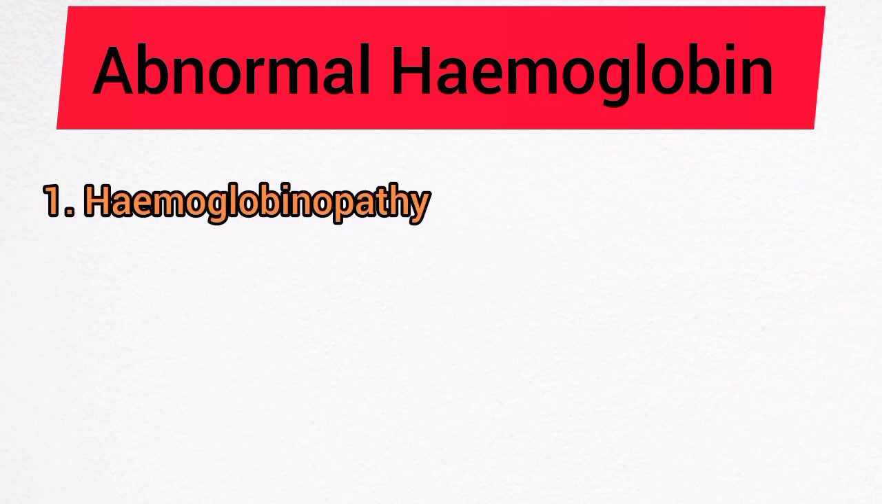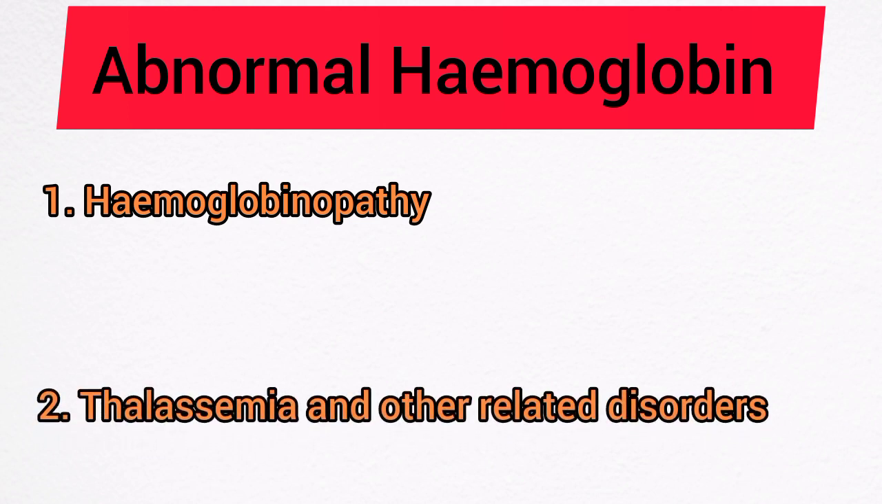Abnormal types of hemoglobin or hemoglobin variants are the pathologic mutant forms of hemoglobin. These variants are produced because of structural changes in the polypeptide chains caused by mutation in the genes of the globin chains. Most of the mutations do not produce any serious problems. Number 1 is hemoglobinopathies, and number 2 is hemoglobin in thalassemia and related disorders.